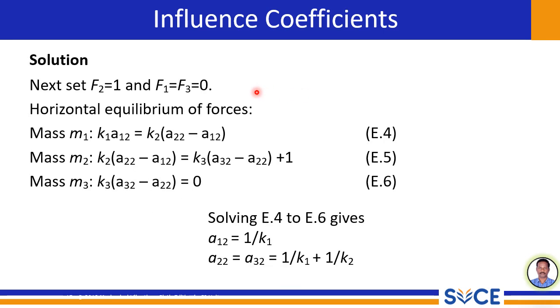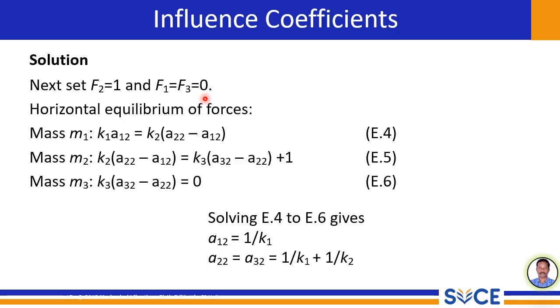Continuing with our example, we have already solved for the case where a unit force is applied at mass 1 in the previous slide. We found the displacements A11, A21, A31 equal to 1 by K1. So the first column of the matrix is set to 1 by K1. Now we find the second column of the flexibility influence coefficient matrix. This corresponds to applying a unit force at mass 2 while keeping the forces at masses 1 and 3 zero.